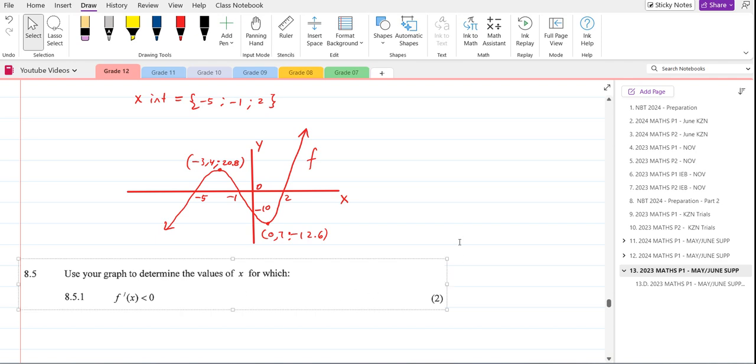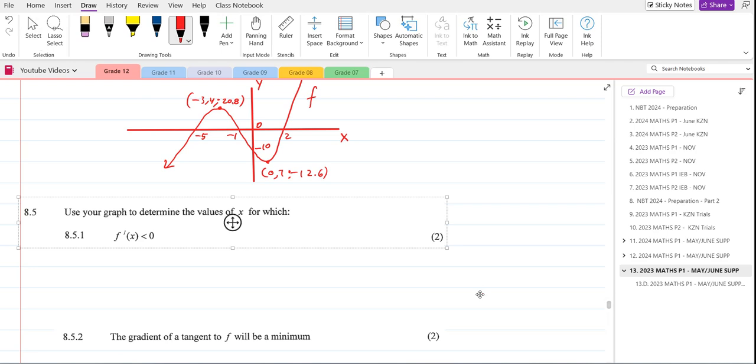Use a graph to determine the values of x for which f prime x is less than 0. F prime x less than 0 means where is the graph decreasing. So we're looking for where the slope is negative on the f graph. So it's from -3,4 to 0,7. Right, so I hope you guys understood that. Moving on to the next problem.